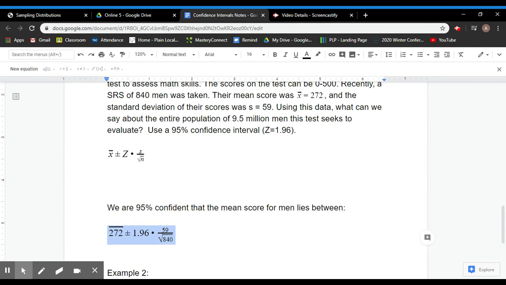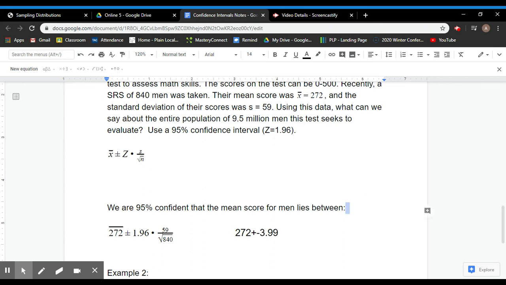If you just work out 59 divided by radical 840, what you would get is 2.04. So this portion of the equation is 2.04. Then you multiply that by 1.96, and that gives you 3.99. So what we have at this point is 272 plus or minus 3.99.